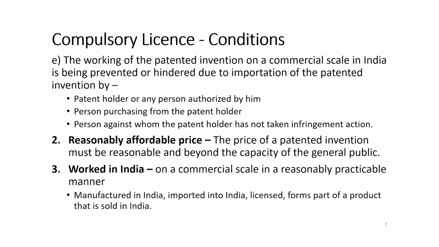The second ground is that the patent holder is not making the patented product available at a reasonably affordable price, and see, there is a catch here. It is not a reasonable price, it is a reasonably affordable price. There is a difference between reasonable price and reasonably affordable price. When we talk about the Protection of Plant Varieties and Farmers' Rights Act, we will see that the compulsory license chapter there talks about reasonable price.